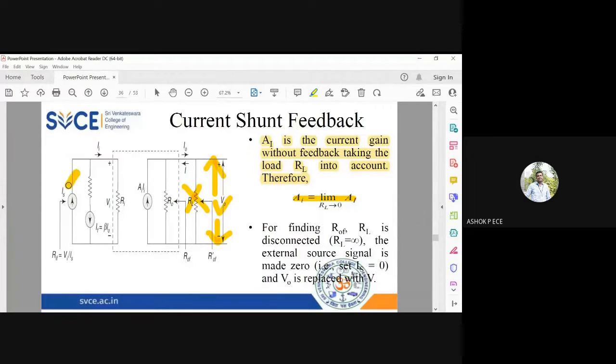See, in the previous case, we short circuited Vs because Vs equal to 0. Now Is is your current source. Is equal to 0 means no current is flowing. When will the current flow be 0? Only in open circuit condition. So in the circuit diagram, input side, Is will be 0.